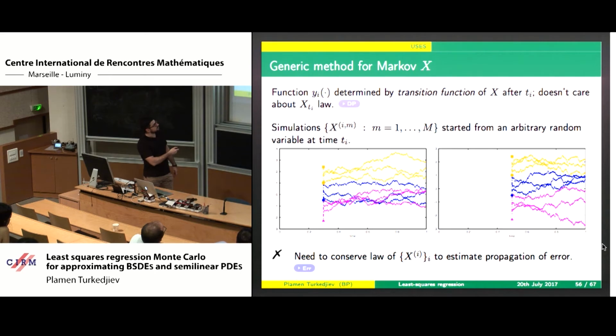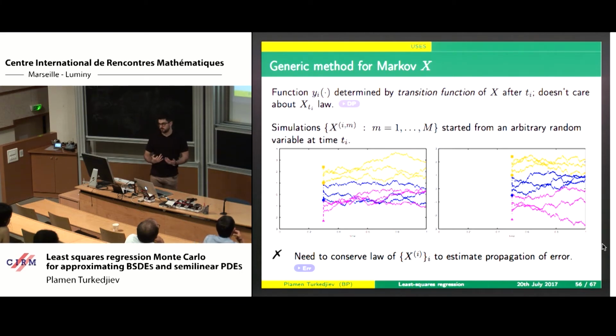So if x is a Markov process, in fact, the functions y are uniquely determined by the transition function of x. They do not care about what the law of x is at time ti, only what its transition density is going forwards. So actually we can choose any random variable we want in order to initialize our trajectories. That means we can do stratified sampling in any way we want. The problem is the propagation of error.